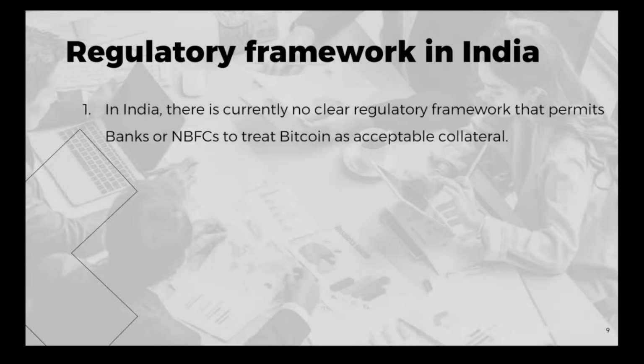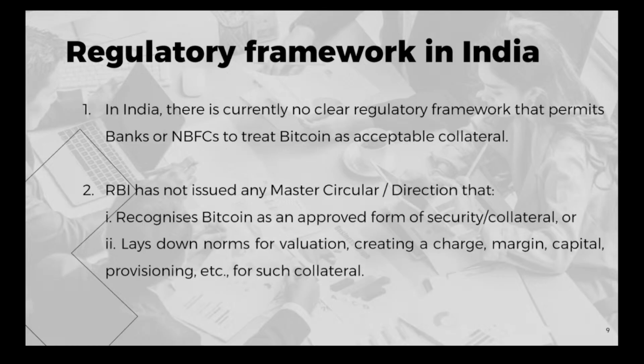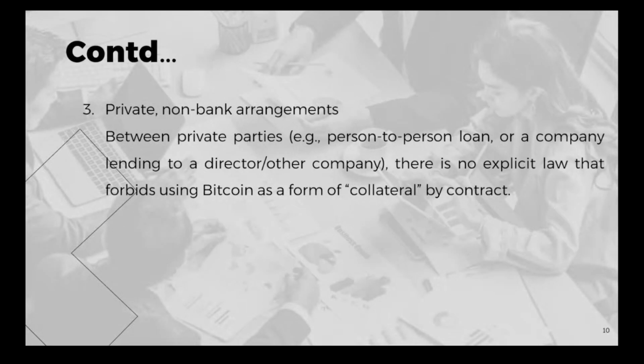Regulatory framework in India. In India, there is no current regulatory framework that permits Bitcoin to be accepted as collateral. RBI presently does not recognize Bitcoin as an approved form of collateral security, and RBI has to lay down norms regarding valuation, creation of charge, and margin requirement for such collateral. So presently, there is no regulatory framework for Bitcoin to be accepted as collateral. But privately, if some private party wants to take it as collateral, then there is no restriction as such.